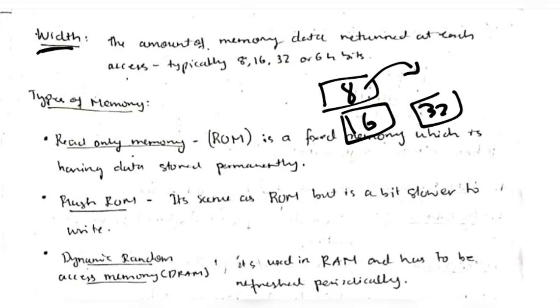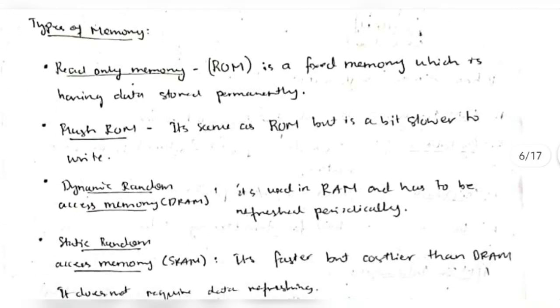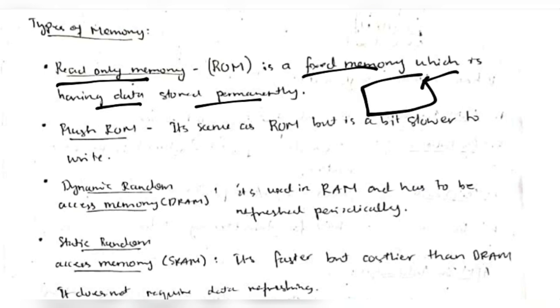That's known as the width of the memory. Now after that we have some types of memory. First one is read-only memory. It's a fixed memory which has the data stored permanently. It can't be erased or rewritten. Once the data is stored, it will be stored permanently.